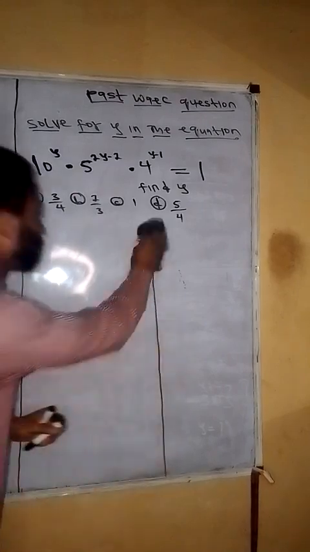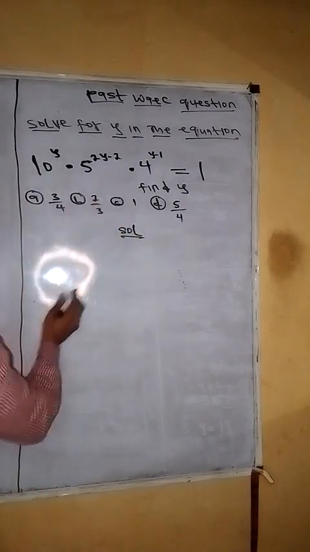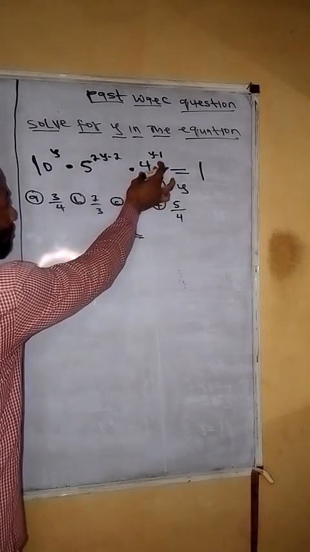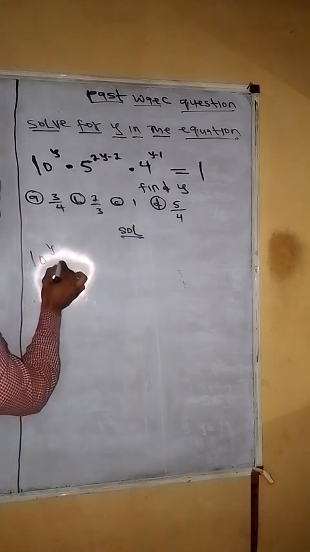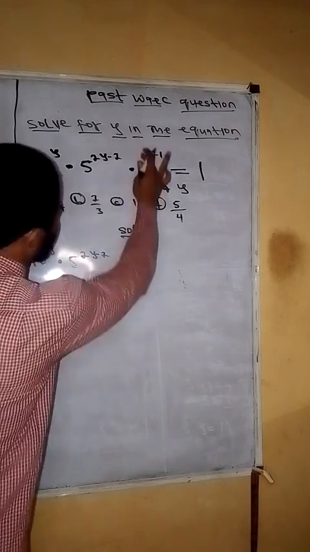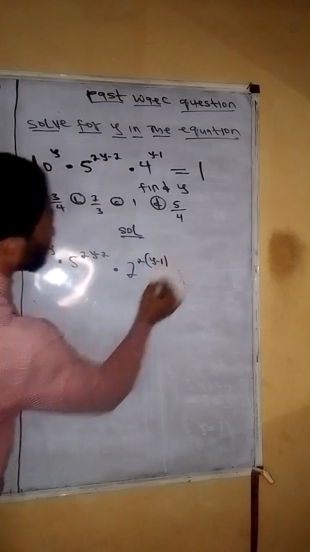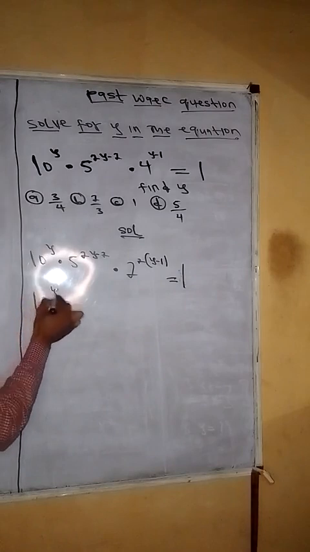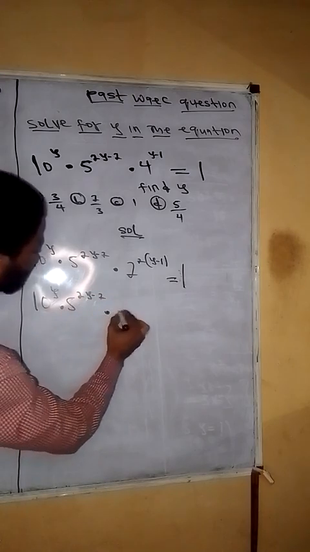First of all, I will write solution. Just ignore these ones you are seeing here. Work on this one first. We know that 4 can be written as 2 raised to the power 2. Just simplify this. So we're going to have 10 raised to the power y times 5 raised to the power 2y minus 2 times this 4, which can now be written as 2 raised to the power y minus 1, is equal to 1. Now we are going to have 10 raised to the power y times 5 raised to the power 2y minus 2 times 2.